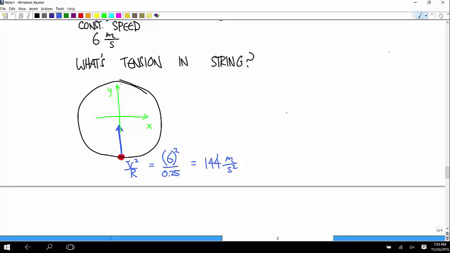And then in this case, centripetal acceleration, you can see it's in the positive y direction. So this is 0, positive 144. Anybody have any questions about that?